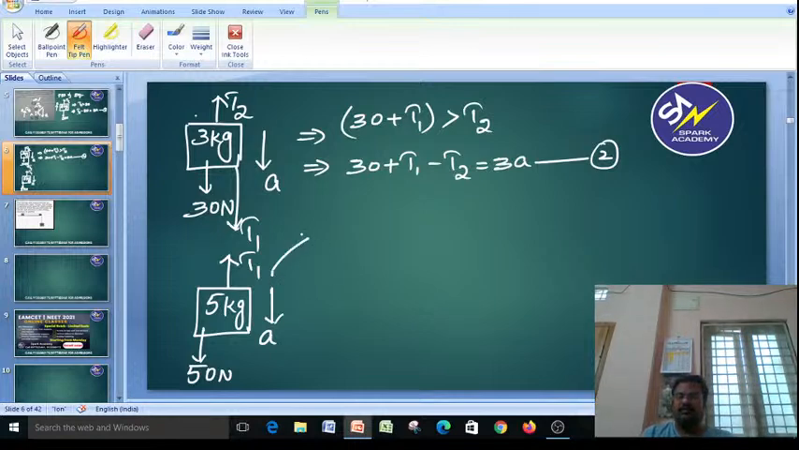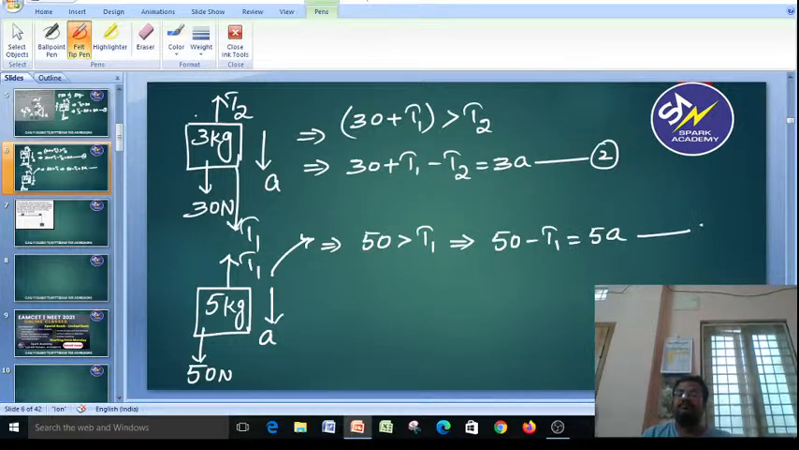Now the net force acting on the block: here you have to observe that this 50 Newton weight is greater compared to the tension T1. That's why I frame the equation for net force like this: 50 minus T1 is equal to mass into acceleration, that is 5 into A. This is the third equation. So we got 3 equations here.